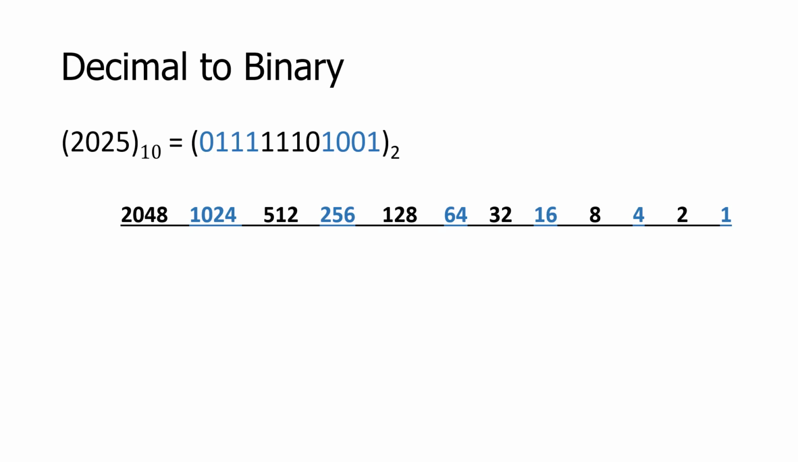Now let's see. Wherever the number is used, I'll be placing 1. So when I add them together, I'm going to get 2025. In this case, 1024 plus 512 plus 256 plus 128 plus 64 plus 32 plus 8 plus 1 is equal to 2025. Let's see the next solution again.